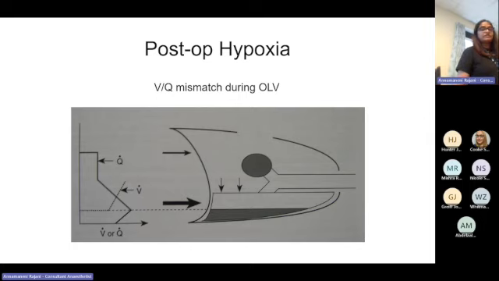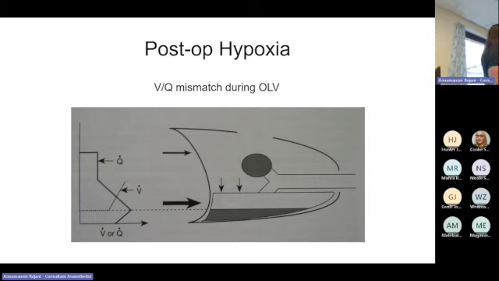So the reason for post-op hypoxia, as you can see on this slide, is the chest is open, patient is on the side. So if you remember your respiratory physiology, the bottom bits of your lungs are the most compliant bits of your lungs. The top bits are not that compliant.